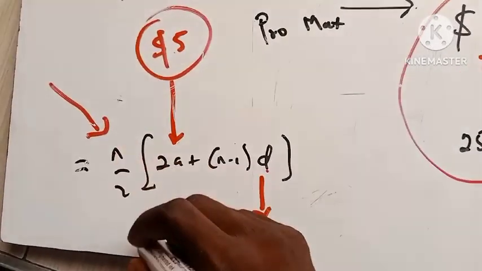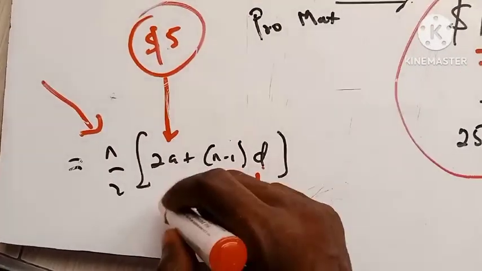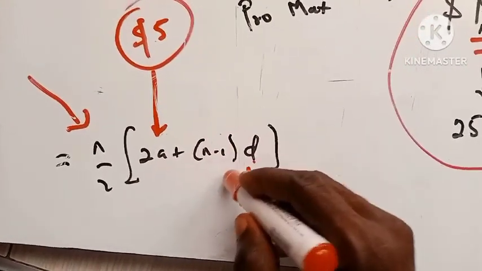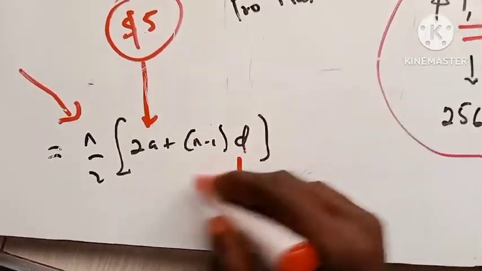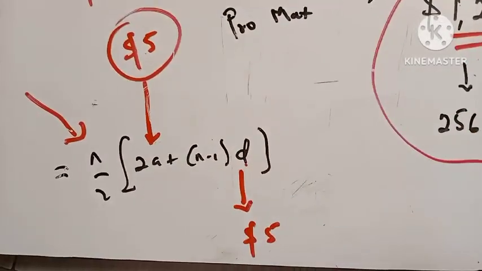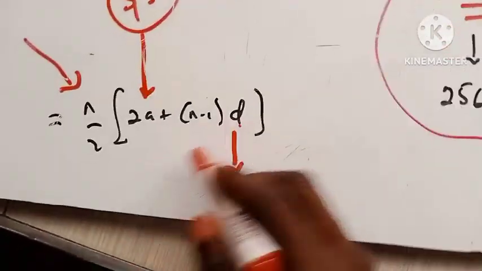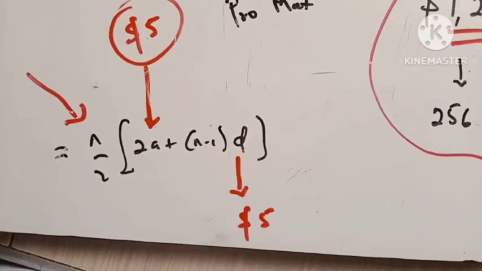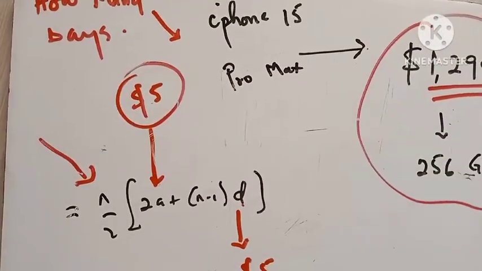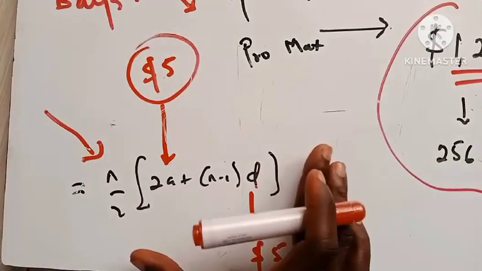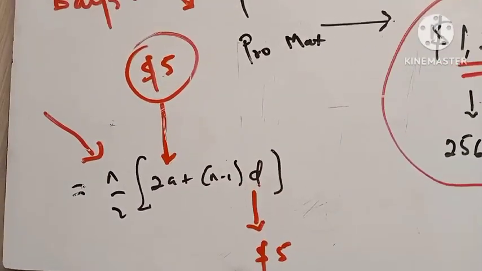Now this method says n divided by 2, everything multiplied by 2a plus (n minus 1)d. We understand that mathematics, because of the variables and numbers, can be difficult in some situations, but I'm going to break everything down for you step by step.